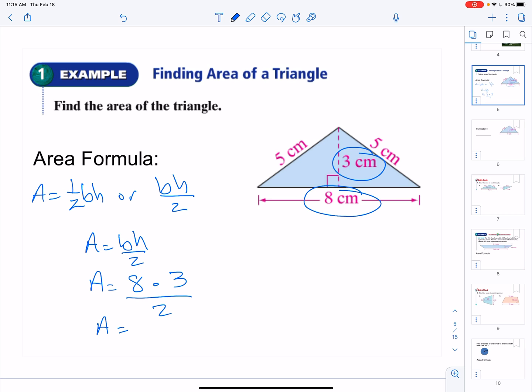So you would do 8 times 3, which is 24, divided by 2 is 12. And then because it's an area, our label is centimeters squared, okay? Because we are counting, believe it or not, the little squares inside that triangle, okay? So you may be asking, so what is the 5 and the 5 for?